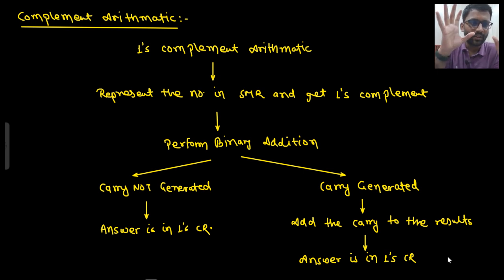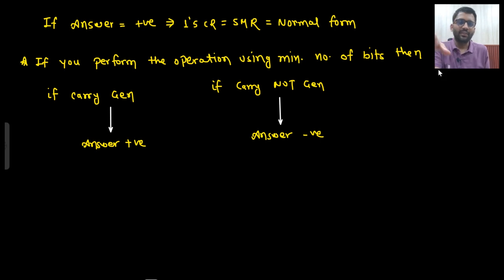Are you getting this point? When we were doing the BCD calculation, the answer was in BCD only. When we were doing XS3 calculation, the answer was in XS3 numbers only. So similarly, if you are doing the 1's complement calculation, the answer will be in 1's complement only. Now these points you might not be able to understand as of now, but let me spend some time, then we will come back to these points.